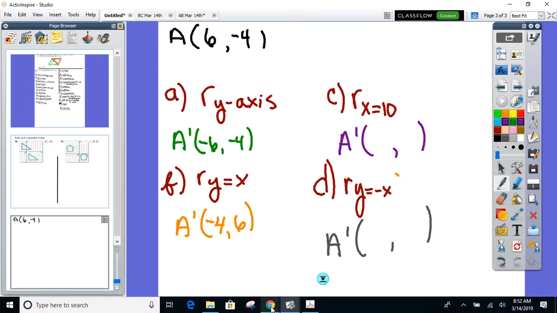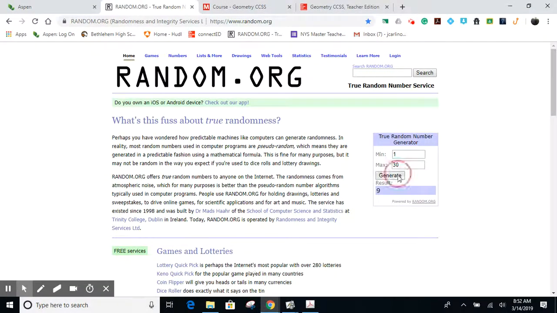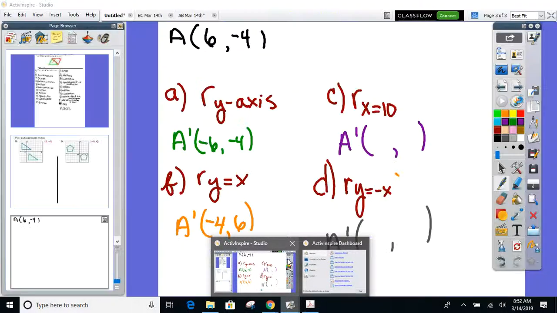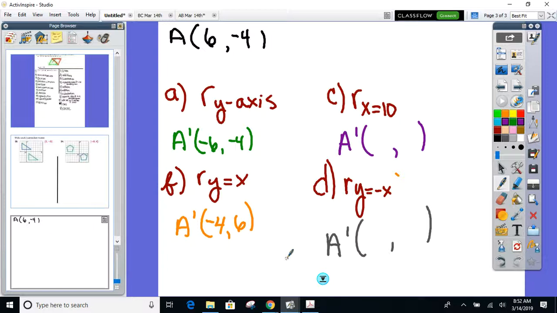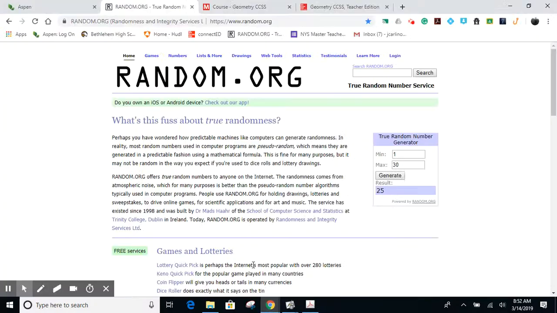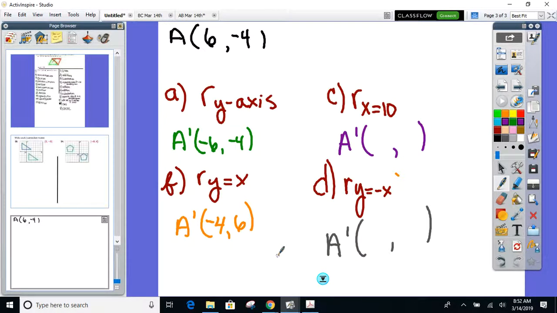How about x equals 10. X equals 10. What type of line? Vertical line, right, everybody? Not horizontal, vertical line. So if it's a vertical line, A prime is 14, -4. 14, -4, yes. Hey, can we all handle that? Doesn't fit on the graph and we can't count.